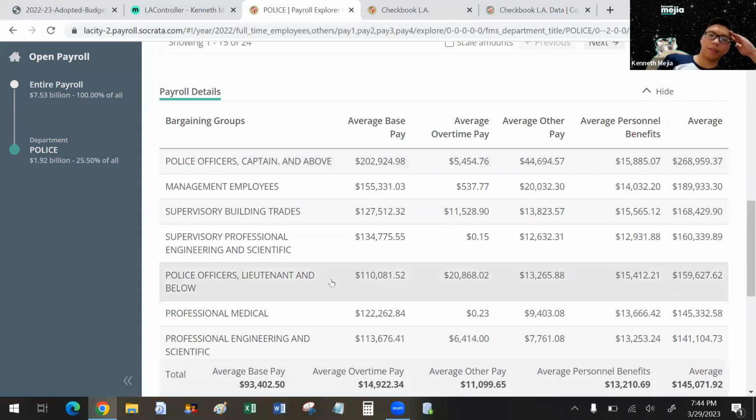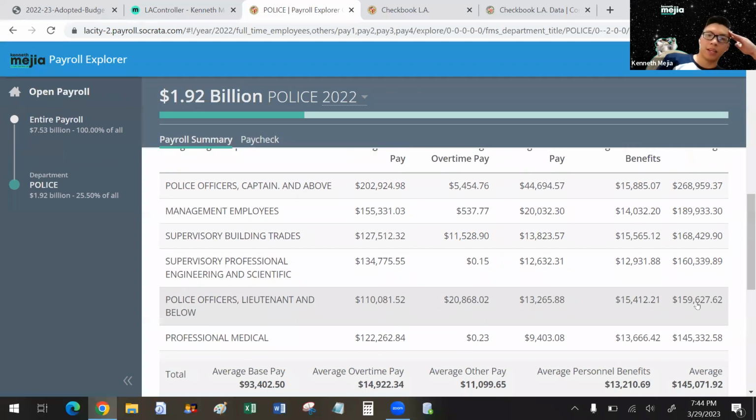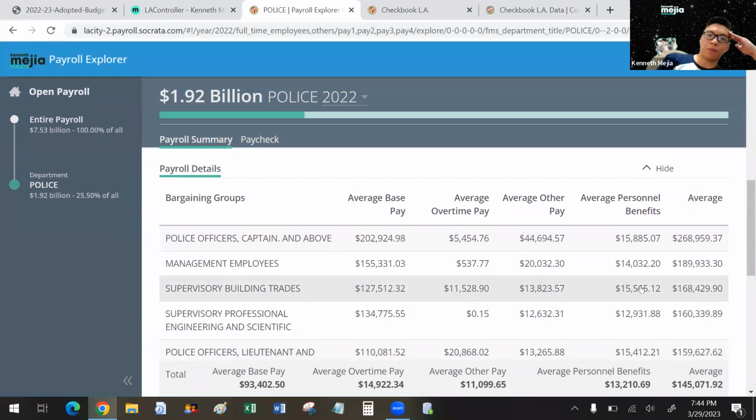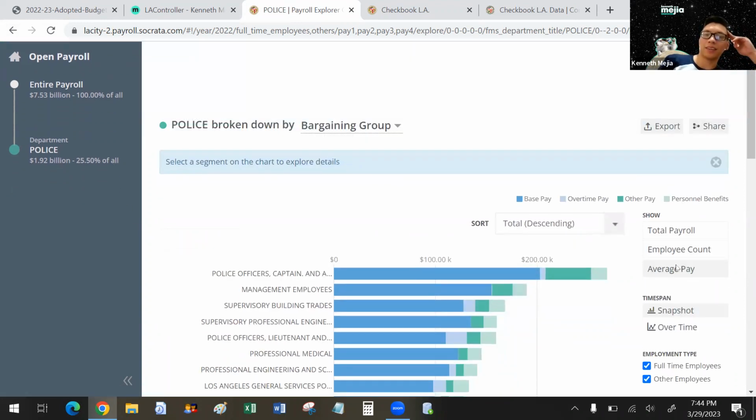Looking at this one too, if you are a police officer, a lieutenant and below, you can make on average $110,000. This is the average. And then you can see how much overtime they get. And then you have your total average pay here. So if people wanted to work in the city of LA and they're like, how much money on average does this city employee make? You can totally take a look here and find that out. So I clicked on average pay here.